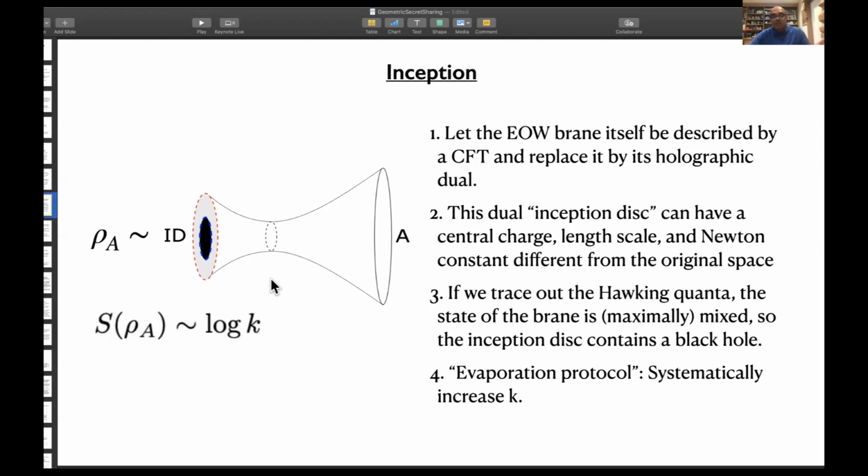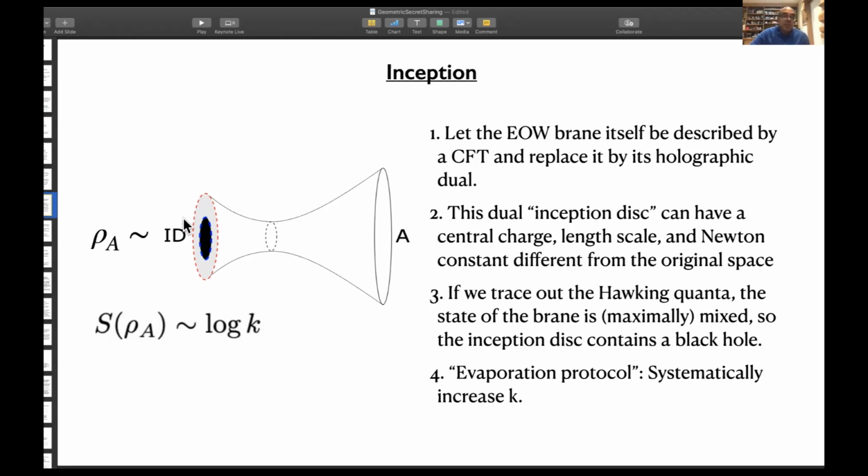This is related to Spenta's question, of course, and we'll come back to this again. Okay, so we're going to allow the parameters of this inception geometry to be different from the real geometry, and then we've got to think about the splicing condition between these two regions. Fine, so this is our setup.